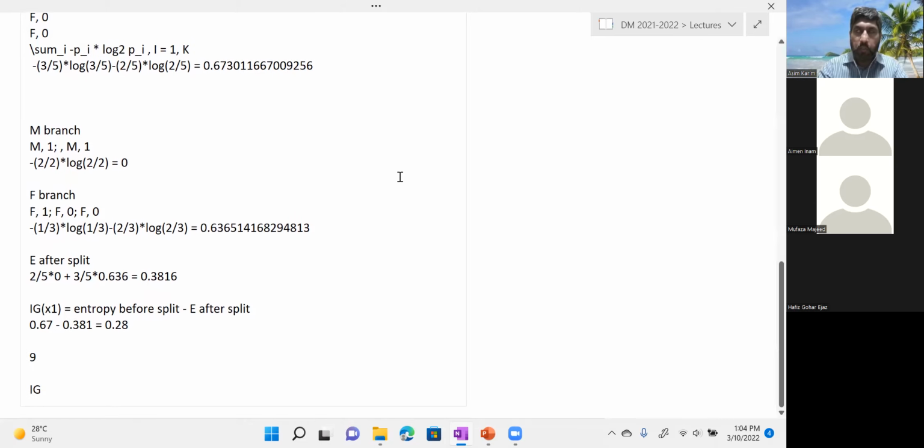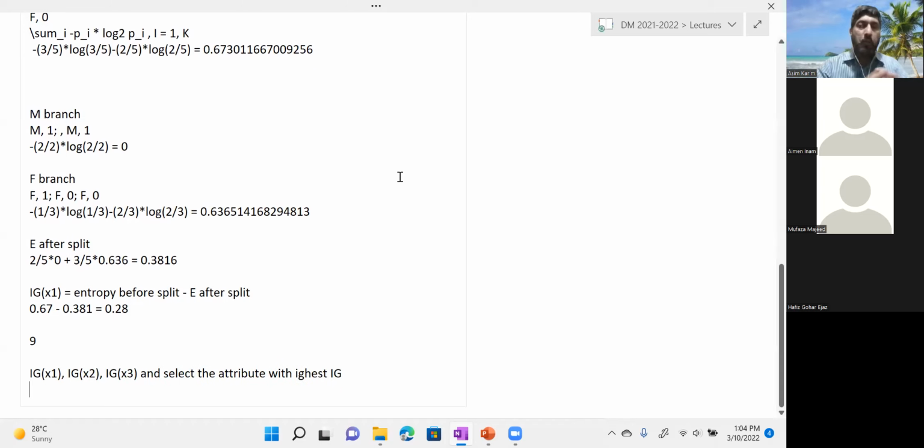So you will do information gain for x1, information gain for x2, information gain for x3, and select the attribute with the highest. Okay. So that would be the root node. So once you have selected the attribute for the root node, now you follow each of those 2 paths and repeat the steps at the lower levels.